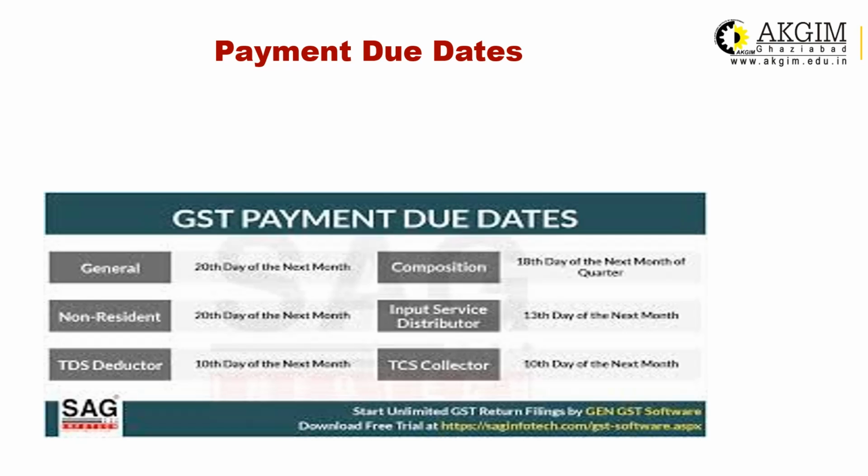For non-resident, it is the 20th day of the next month. For input service distributor, it is the 12th day of the next month. For TDS deductor, it is the 10th day of the next month. And for TCS collector, it is the 10th day of the next month.